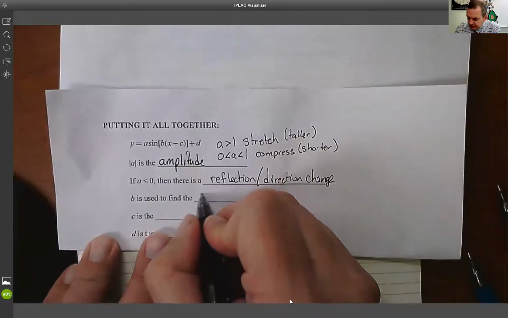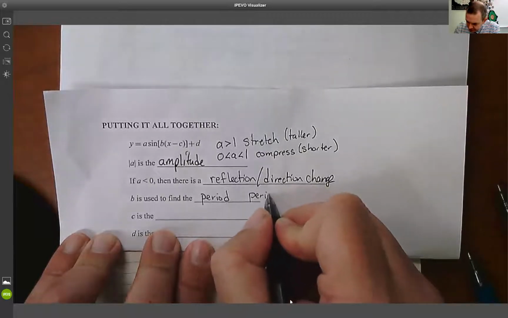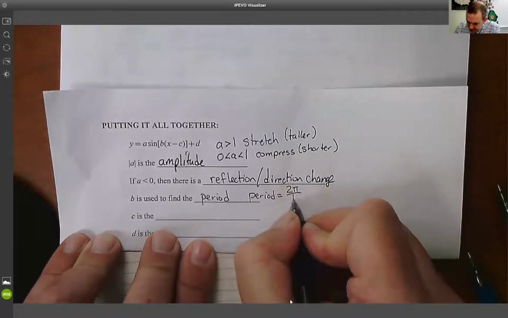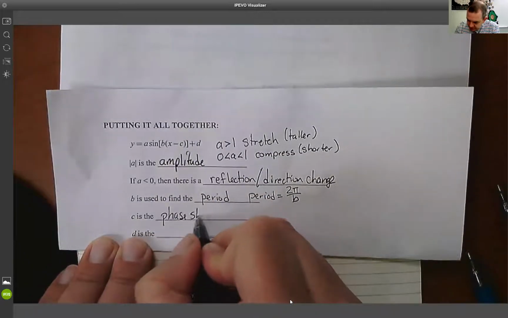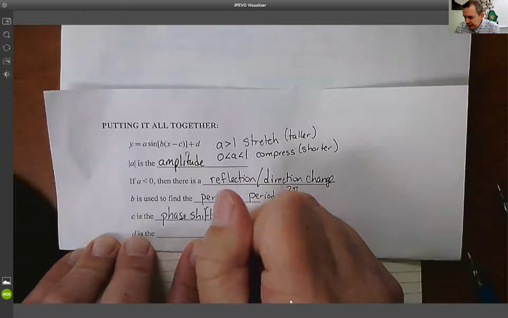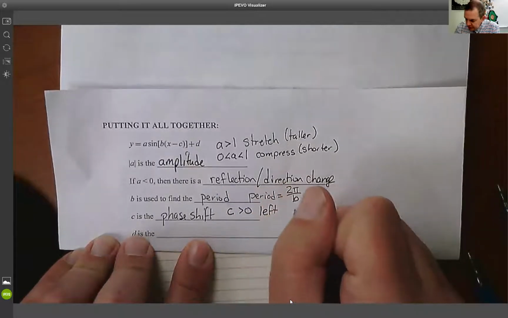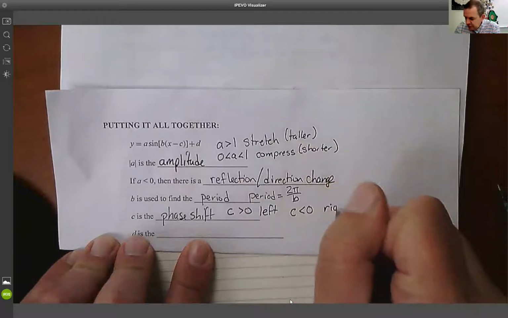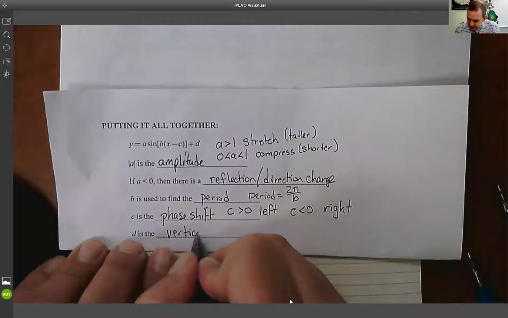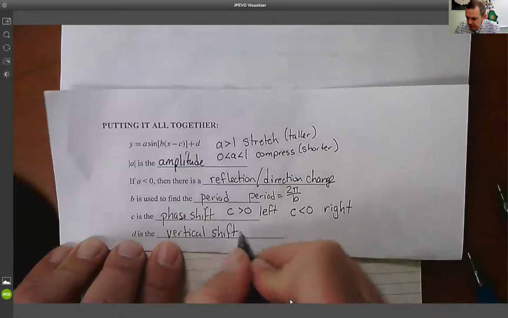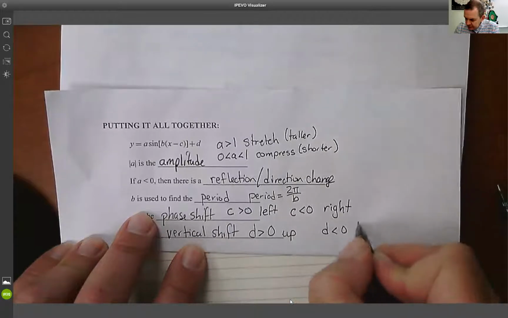B is used to find the period, and the formula is period equals 2 pi over B. Sorry. C is the phase shift. And if C is a positive number, the shift is to the left. If we have C as a negative number, the shift is to the right. And then our D is our vertical shift. And what that says is that if D is greater than 0, it's going to shift it up. If D is less than 0, it's going to shift it down.